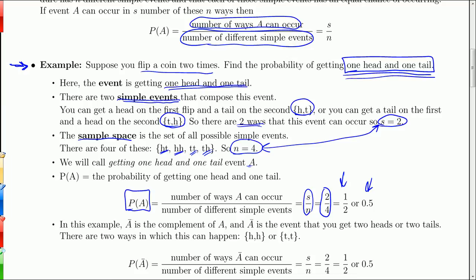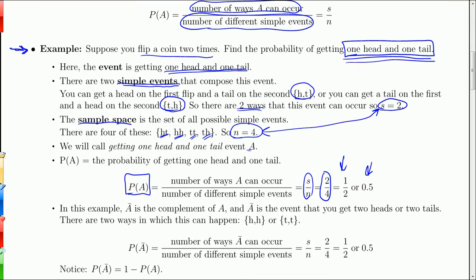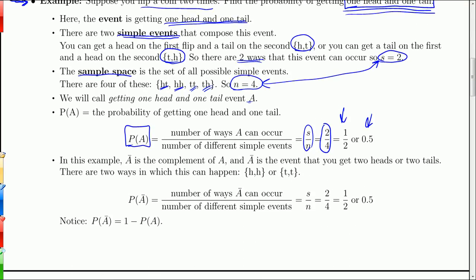Notice that it's between 0 and 1. If you ever get a probability that's less than 0 or greater than 1, there's been some sort of error made. Now let's take a look at A bar, the complement of A. If A is one head and one tail, then A bar is two heads or two tails. In other words, the list for A bar looks like this: head, head, or tail, tail. So the number of ways that A bar can occur is 2 over the total number of different simple events, 4, which is 1/2.